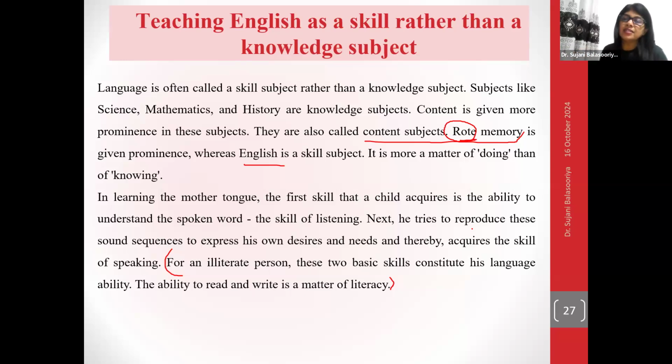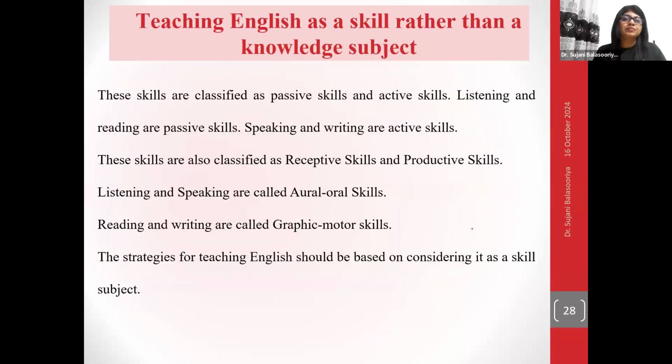No, nothing like that. Instead, talking about language learning, we have to know how to do something, how to get something done, right? How to listen to someone and how to express our ideas in the mind using some sounds or words, sentences. All these things are doing things, right? Okay. So these skills are classified as passive and active skills, right? Listening and reading, I think we are repeating earlier points, right? Receptive and productive skills, oral skills, and graphic motor skills.